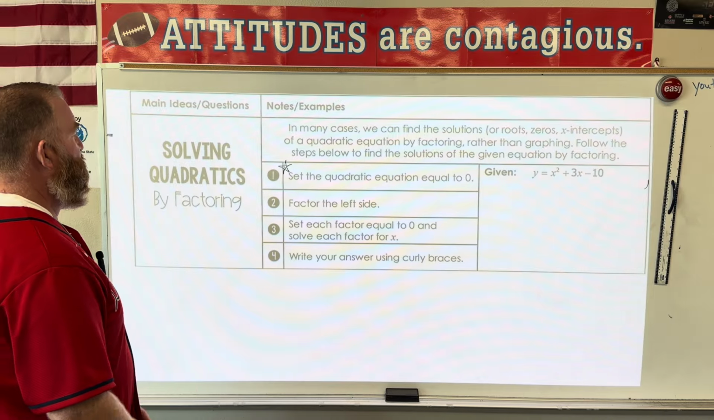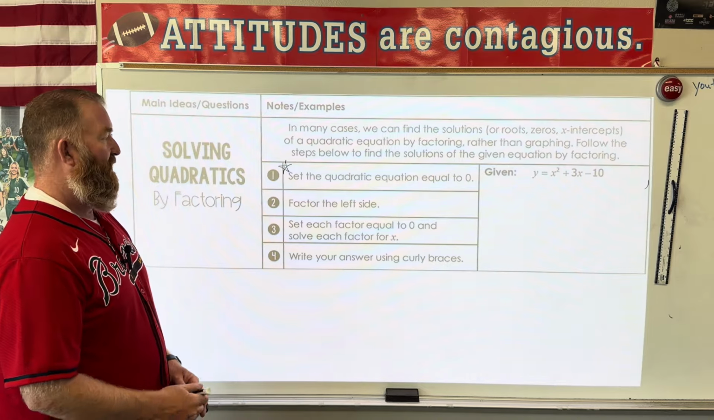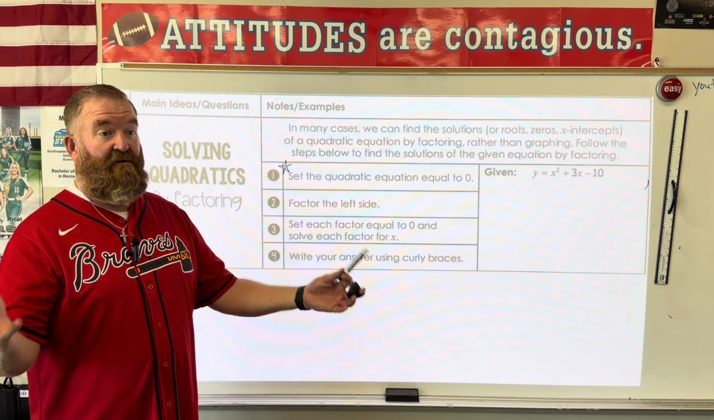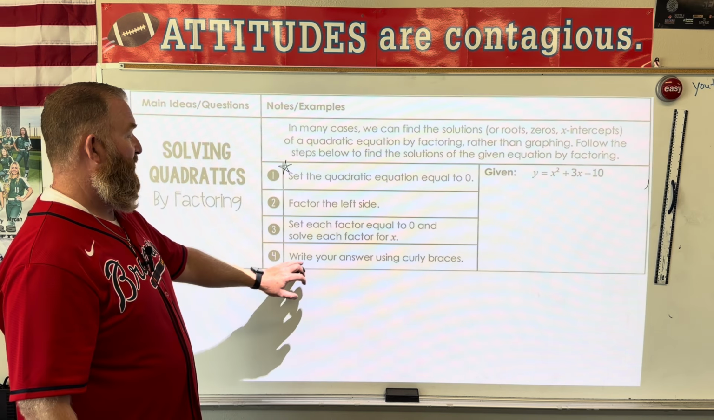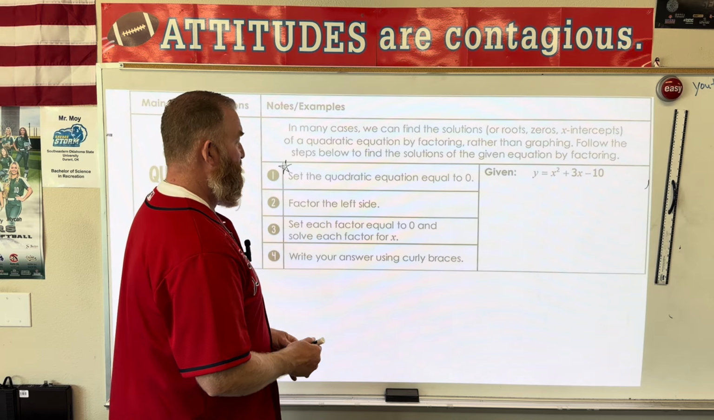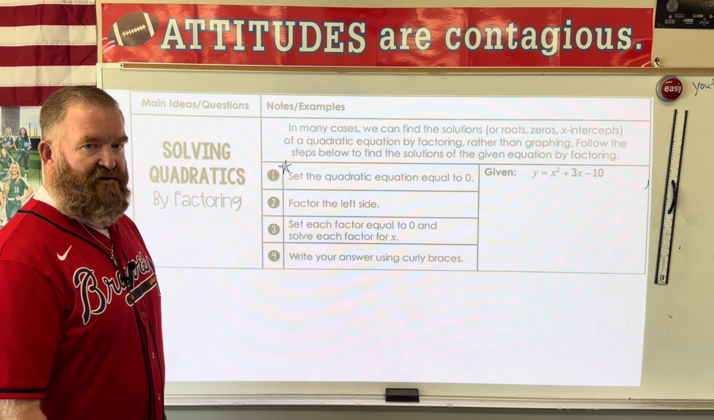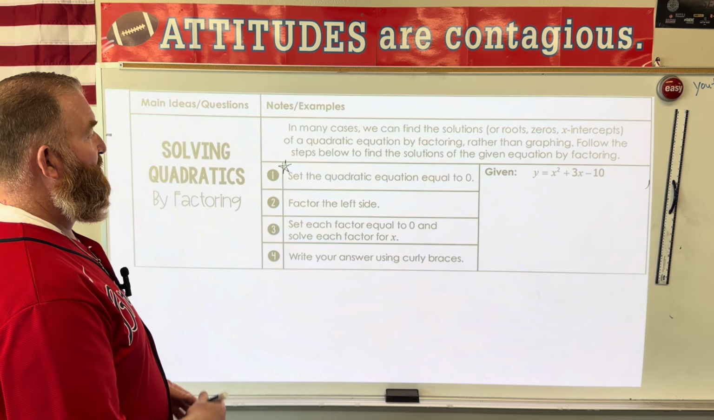So we are going to factor the quadratic. I'm not a fan of saying factor the left side. Set each factor equal to 0. We're going to solve for x, and then write our answer using curly braces. I really don't care about curly braces. I want to find the solution, x equals. So it looks like this.